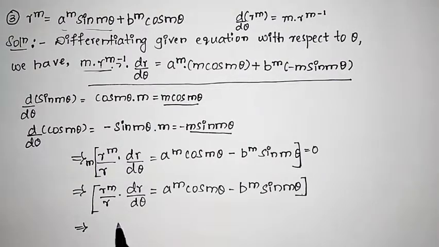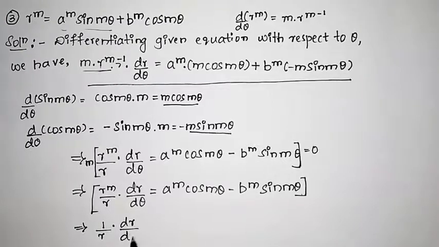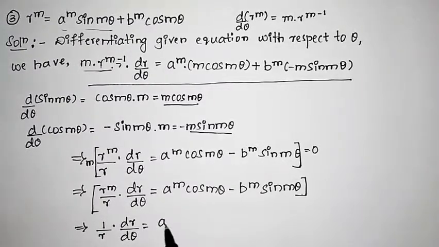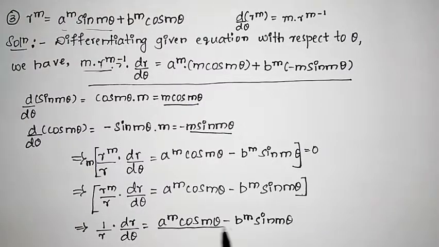So again, we have r raised to m divided by r. So we can just write it as 1 by r into dr upon d theta is equal to a raised to m into cos m theta minus b raised to m into sin m theta, divided by a raised to m cos m theta plus b raised to m into cos m theta.